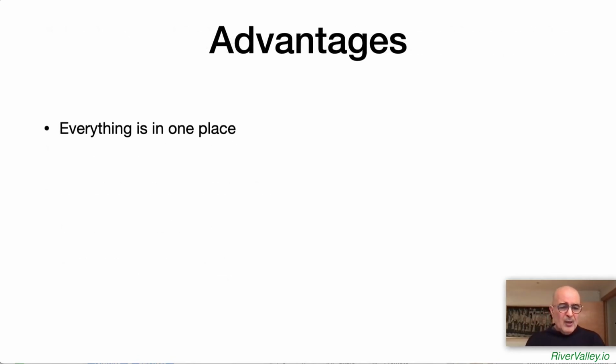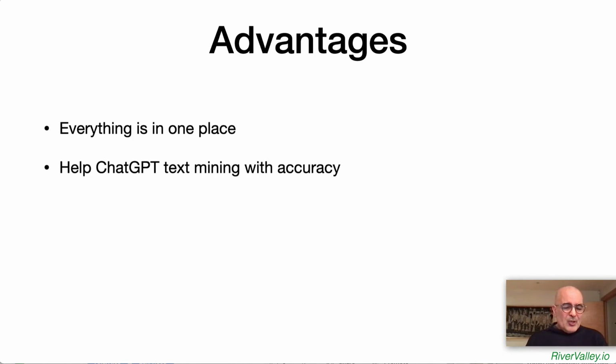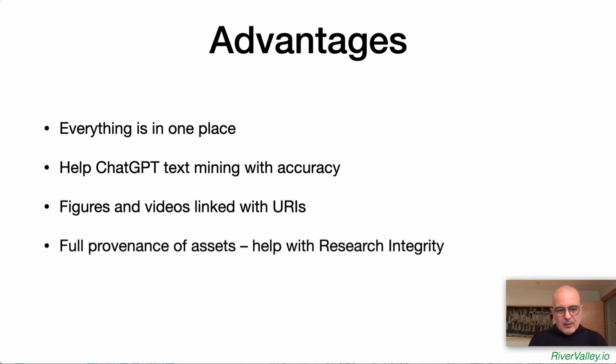The advantages could be that everything's in one place, so it's easier to handle. Machines, like ChatGPT and machines that read text, might be able to text mine with better accuracy because we have machine-readable data in there. Figures and videos can be linked to external URIs and can be updated automatically. And we have full provenance of all the assets. Now this, I believe, will help with research integrity, which is a big, big problem in publishing now. So we avoid GIFs and PNGs and little items which are by themselves.